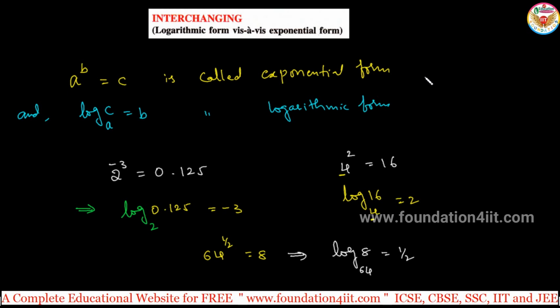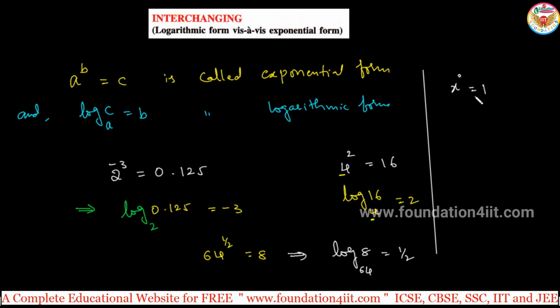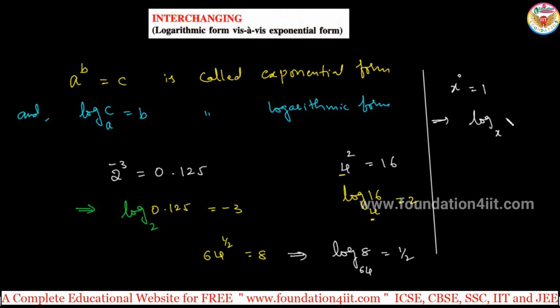In the same way, you can generalize some formulas like x to the power 0 is equal to 1. So if x is non-zero, any number to the power 0 is 1. If you convert into logarithmic form, log to the base x, 1 and 0. That means log 1 to the base x is equal to 0. In general, we can say the logarithm of 1 in any base is nothing but 0.